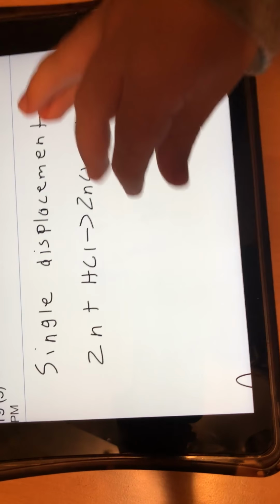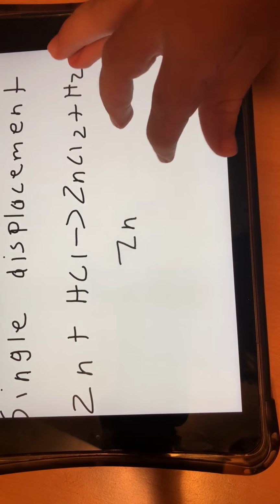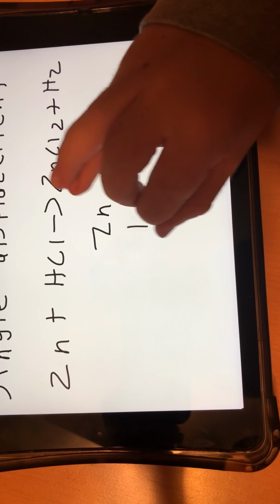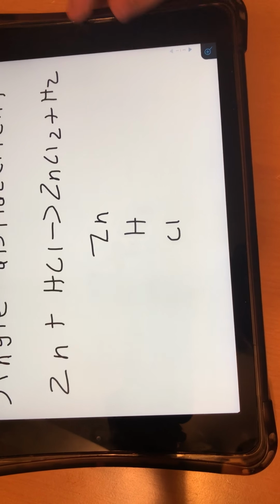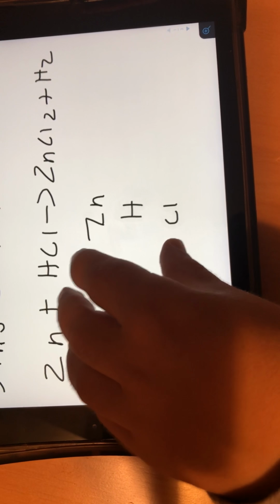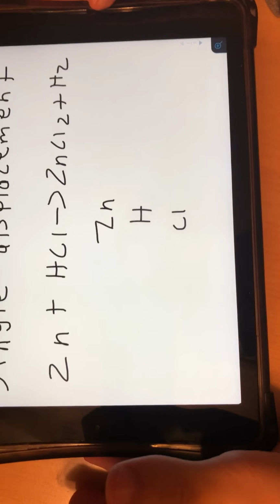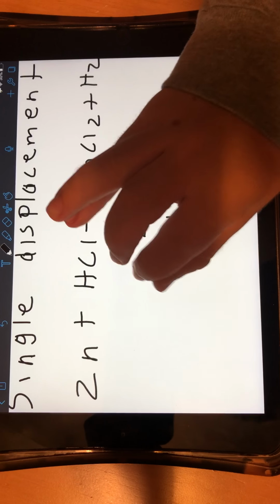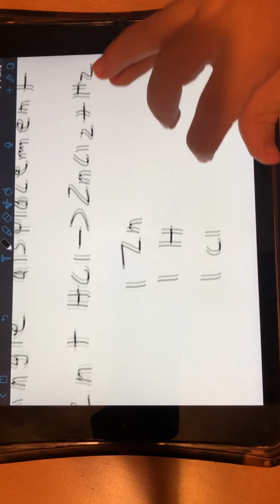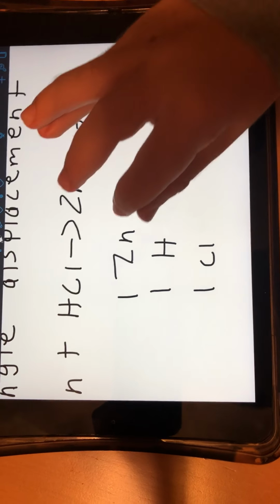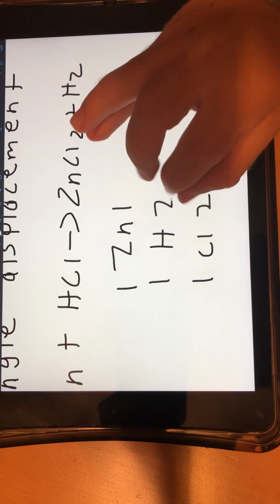So what we're gonna do is list each different type of element, and so we have Zn, H, and Cl. So this side is going to be the reactant side, and this side is going to be the product side. So we're going to list how many of each we have. With Zn, we have 1, H, we have 1, and Cl, we have 1. So on the product side, we have 1 Zn, 2 chlorines, and 2 hydrogens.